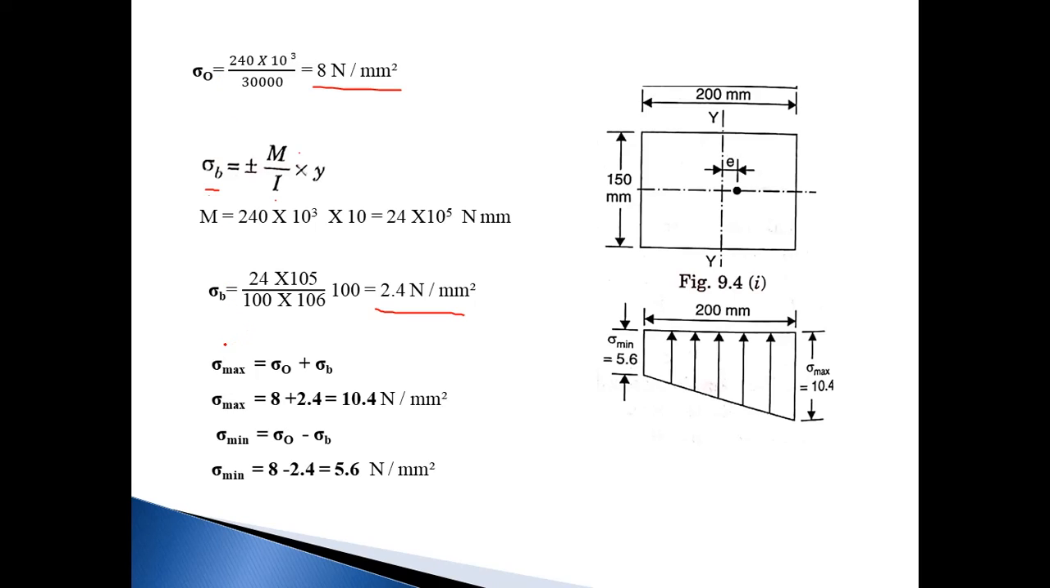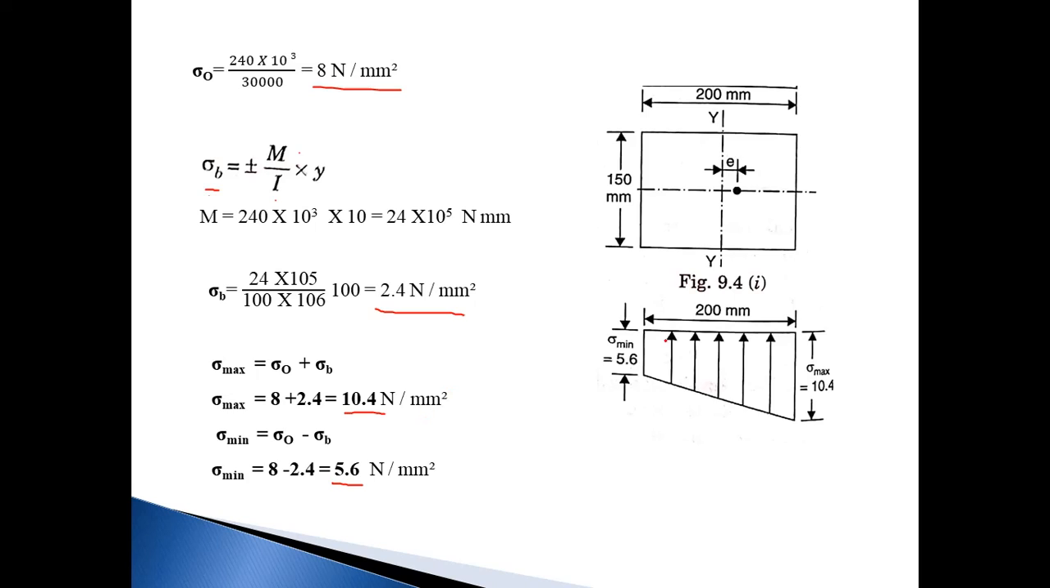Now we calculate maximum stress. We know sigma max is equal to sigma 0 plus sigma B. Sigma 0 becomes 8 Newton per mm square and sigma B is 2.4 Newton per mm square. So sigma max becomes 10.4 Newton per mm square. In a similar way we calculate sigma minimum. Sigma minimum is equal to sigma 0 minus sigma B, that is 8 minus 2.4. So sigma minimum becomes 5.6 Newton per mm square.